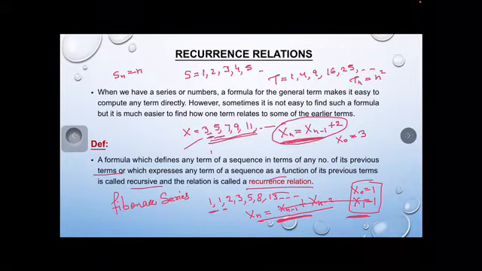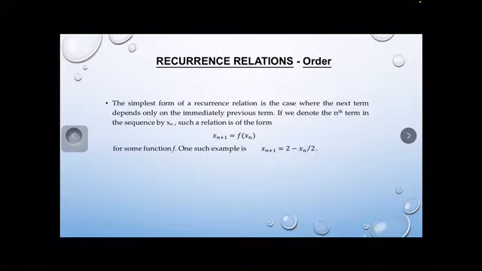Okay. So next is the order of the recurrence relation. So what's the order of the recurrence relation? Actually, if we can express the nth term of the recurrence relation in terms of the one immediately previous term, then the order of that recurrence relation is 1.